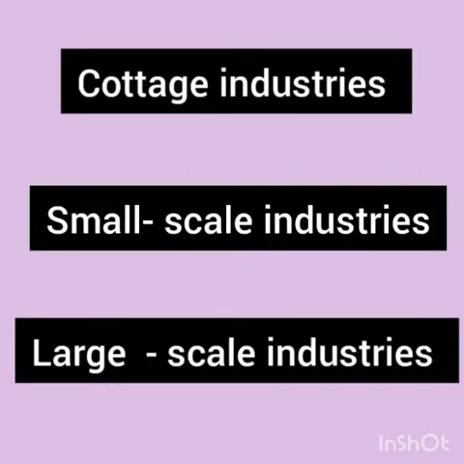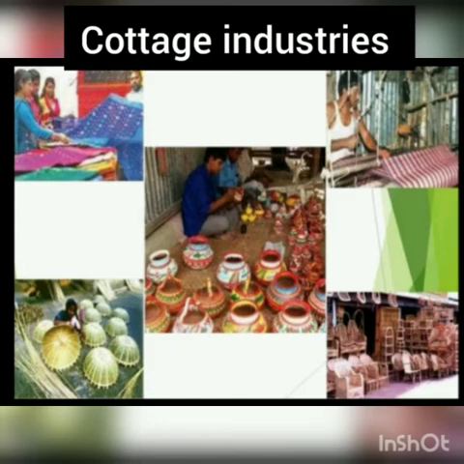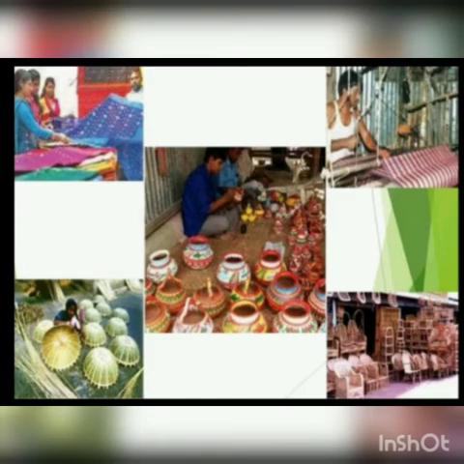Industries can be classified on the basis of scale, that is, size, into three types: cottage industries, small scale industries, and large scale industries. First, let's see what are cottage industries. By the name itself, we can find out it is something small, cottage. Cottage industries are mainly home based industries where goods are produced using simple tools rather than complex machineries.